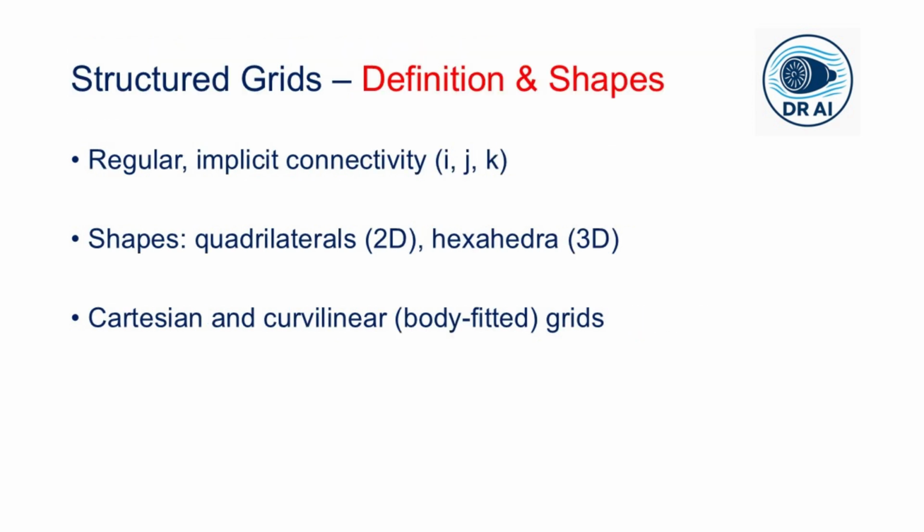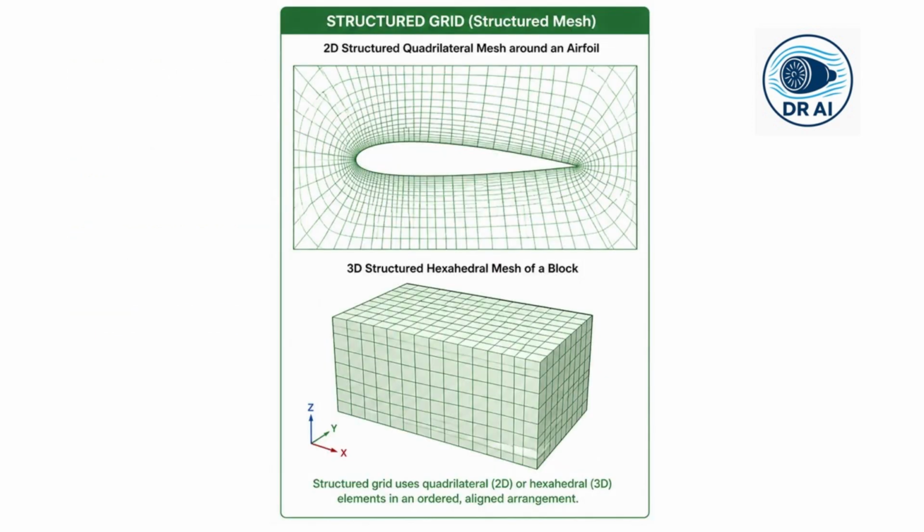So let us begin with the structured grids first. The defining characteristic is that the grid points can be indexed with integer triplets like ijk, and each interior point has exactly the same number of neighbors in each direction. This regular connectivity is implicit. You don't actually need to store the connectivity table. As far as the shapes are concerned, in 2D we have quadrilaterals, in 3D we have hexahedra or bricks.